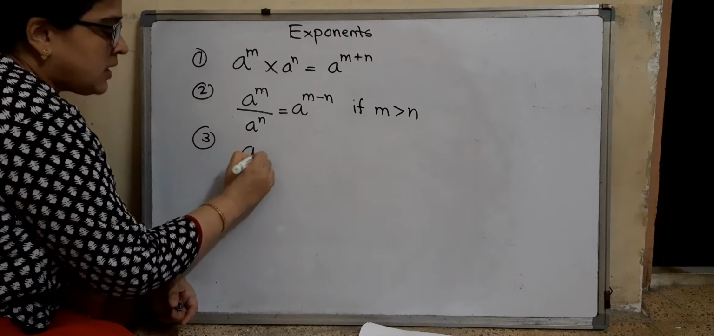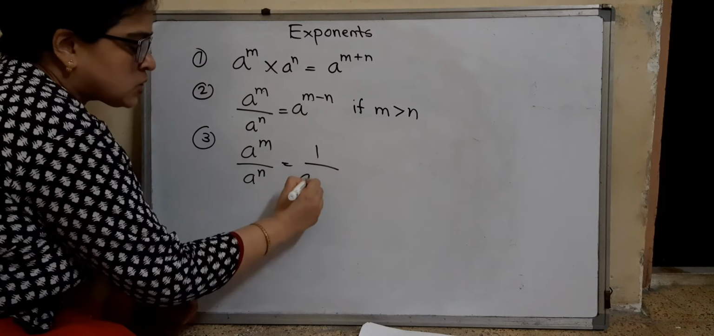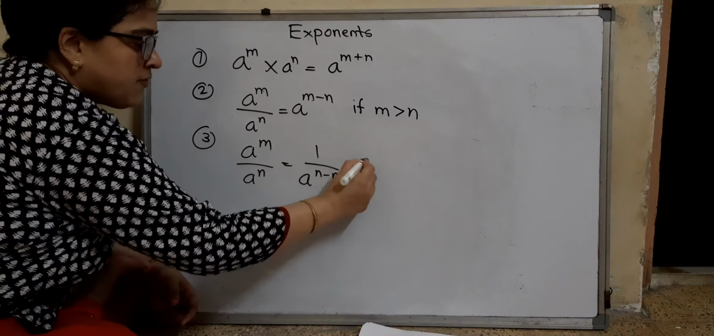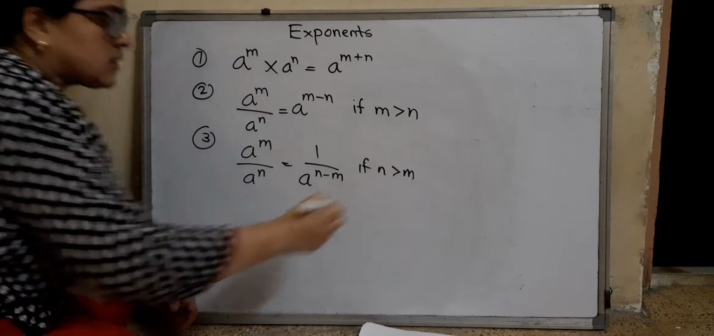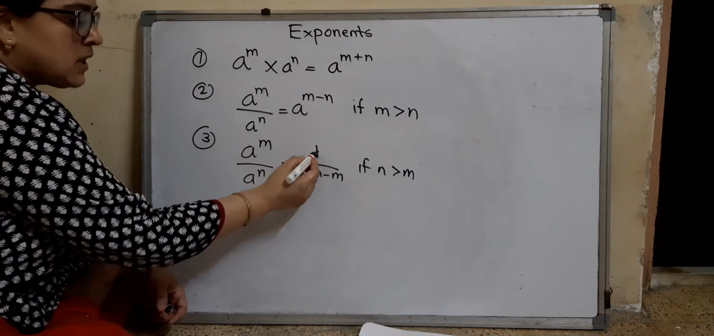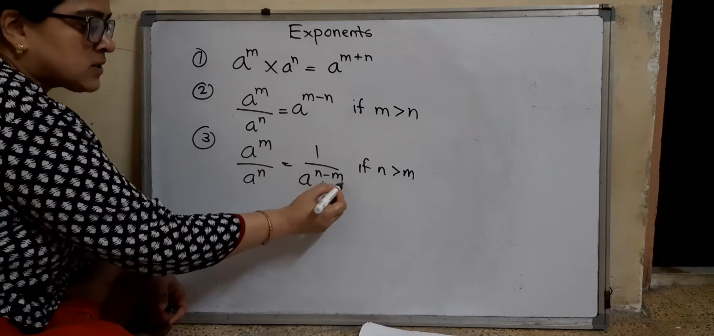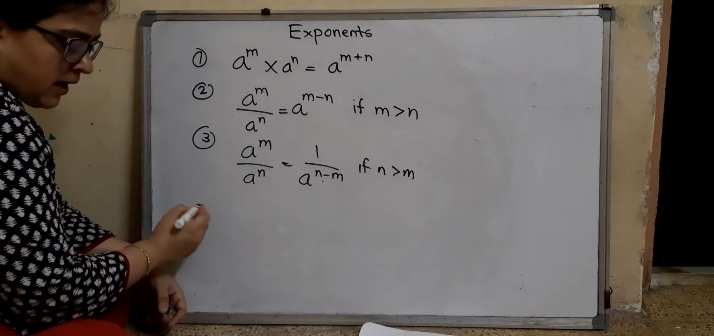Third one, a raised to m upon a raised to n is equal to 1 upon a raised to n minus m, if n is greater than m. If n is bigger and m is small, then the subtraction will take place in the denominator. So a raised to n minus m if n is greater than m.